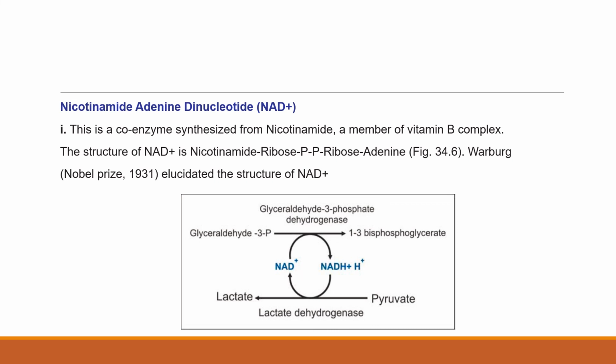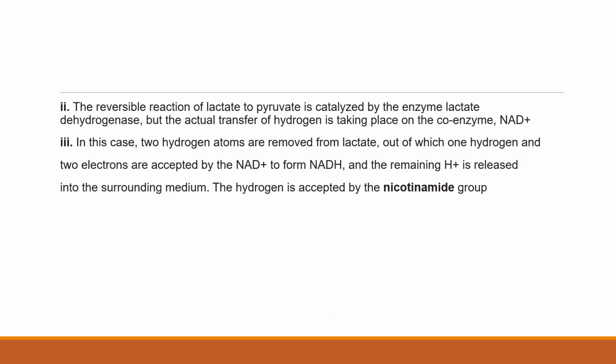Right, so this is the structure. We don't really have the structure for this enzyme, but this is an example of a process that can be performed by lactate dehydrogenase in the presence of NAD. Lactate can be converted to pyruvate, and pyruvate can be converted back to lactate. Glyceraldehyde can be converted into biphosphoglycerate. That is another reaction. So we can say that it is a reversible reaction.